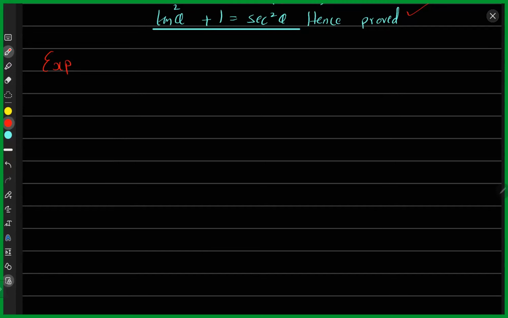Example number 2. Now you need to prove that 1 plus cot square theta is equal to cosecant square. This is what we need to prove.